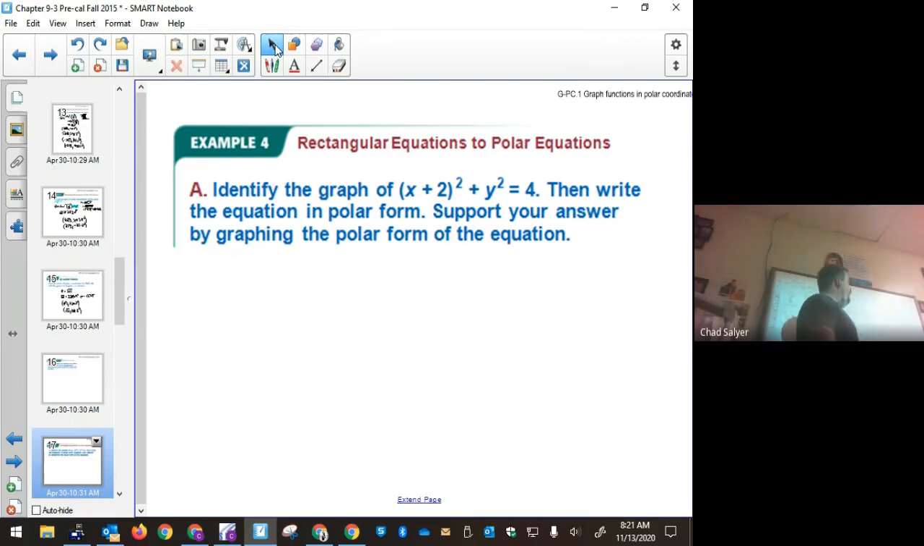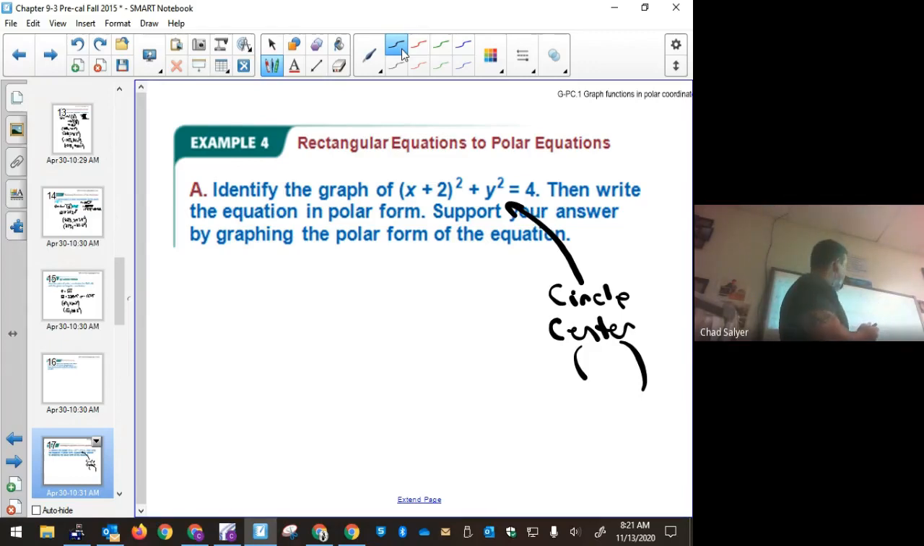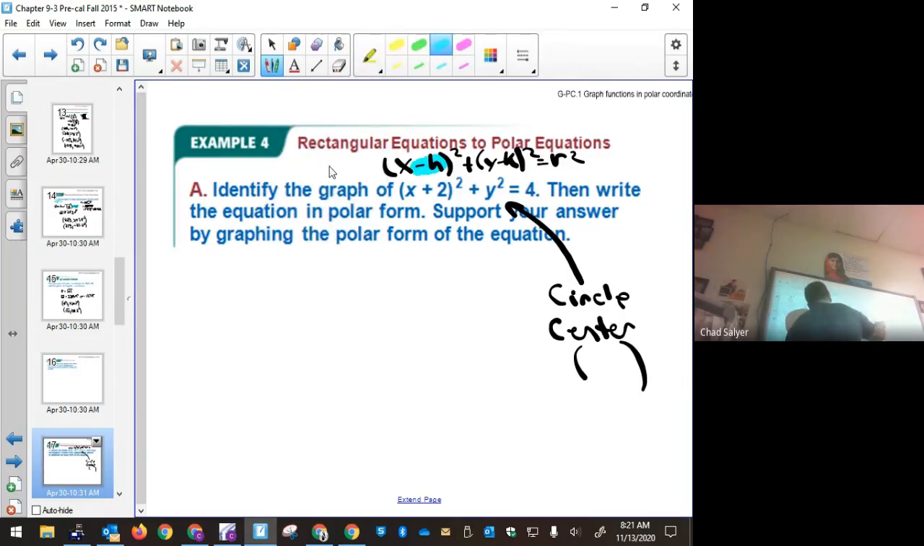So you see how this is going to be a circle? I can tell by looking at it. We studied conics. This is a circle with what center, Rachel? Okay, so it's going to be like this: x minus h squared plus y minus k squared equals r squared. So you're looking for h and k. That'll be the x coordinate of your center, h. So compare that to this and tell me what h has to be.